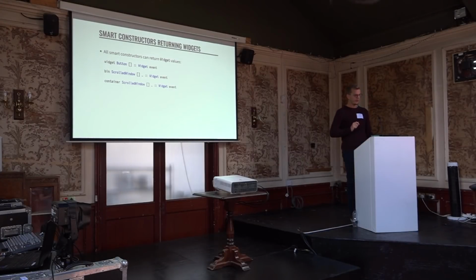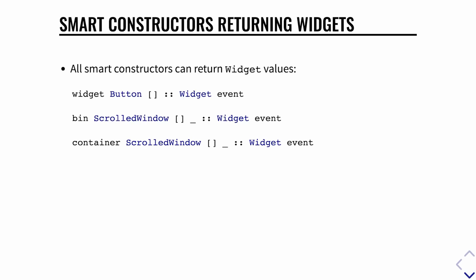There's another crucial thing going on, which is that these smart constructors, widget, bin, and container, their return types are polymorphic. So they can either return these kind of anonymously typed widget things or specific types. So here I'm using type annotations just to make it return me a Widget Event. I don't care what kind of widget, just any widget. Or they can return specialized markup.